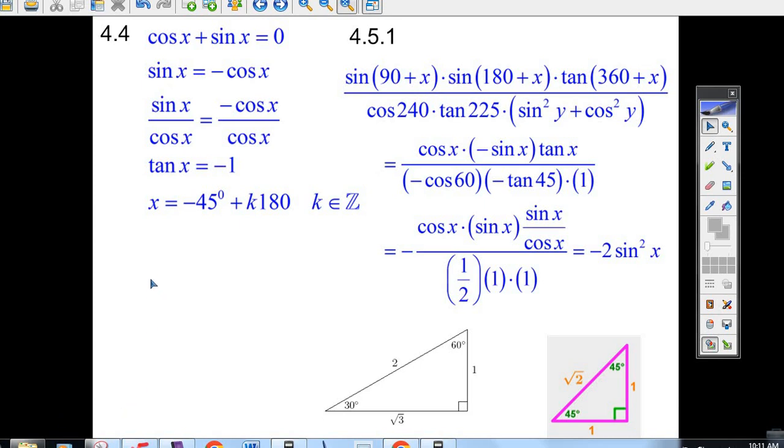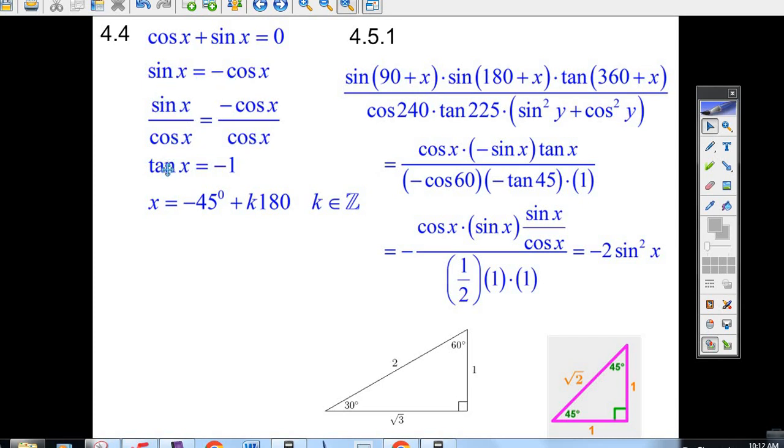More trigonometry, question 4.4, and we're supposed to find the general solution to this: cos x plus sine x equals 0. What would make it true? Well, there's a special trick here. You subtract cos x from both sides, and how am I going to turn this into a single trig function? You just divide both sides by cos x.